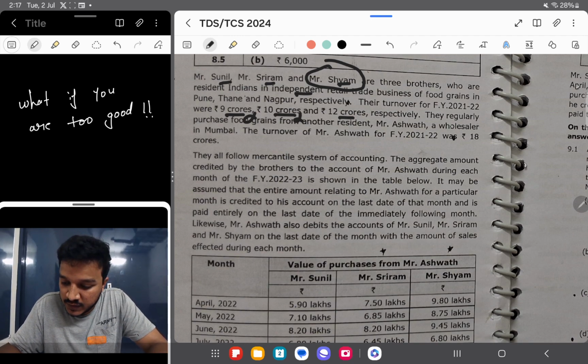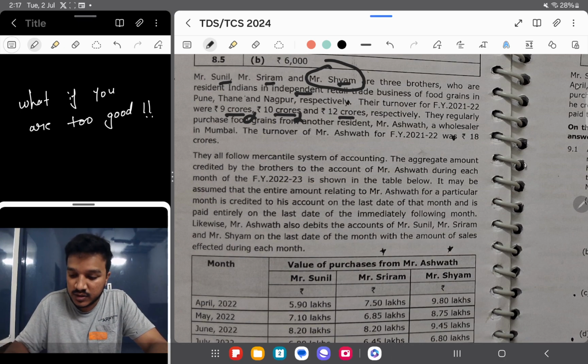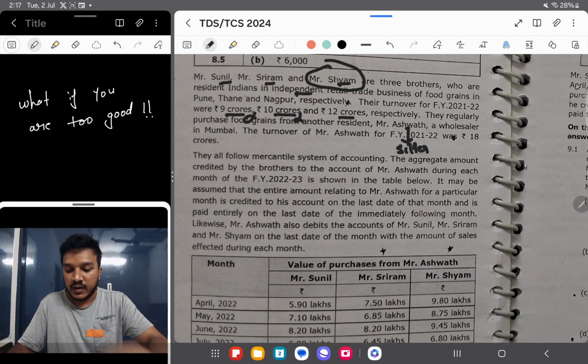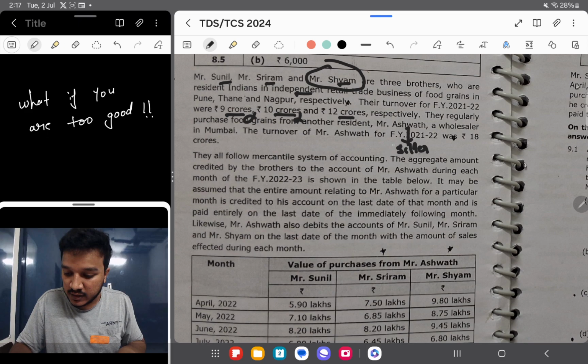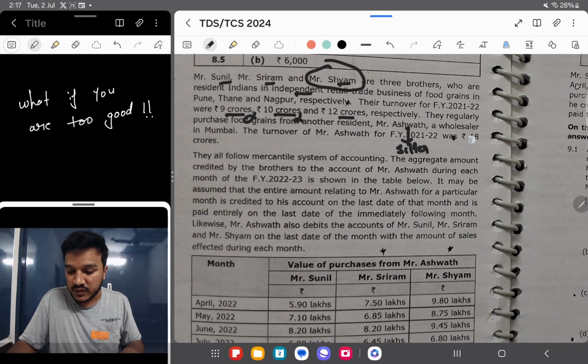Let's see further. They are regularly purchasing food grains from another resident, Mr. Ashwath. So Mr. Ashwath is the seller, ठीक है? This fellow is a seller, ठीक है? So wholesale, and the turnover of Ashwath is more than 10 crores, which is 18 crores. मतलब his turnover is more than 10 crores.